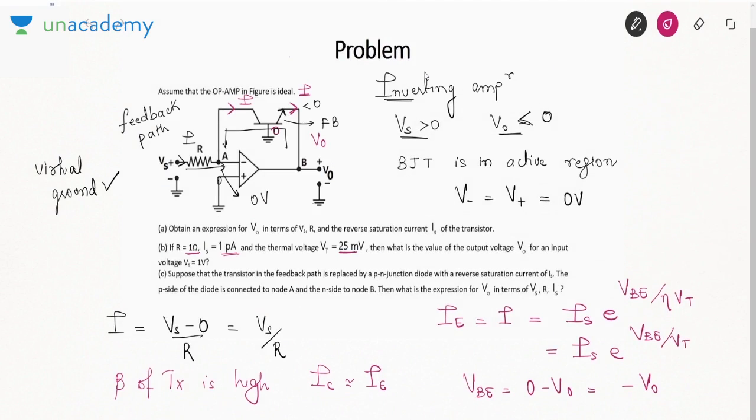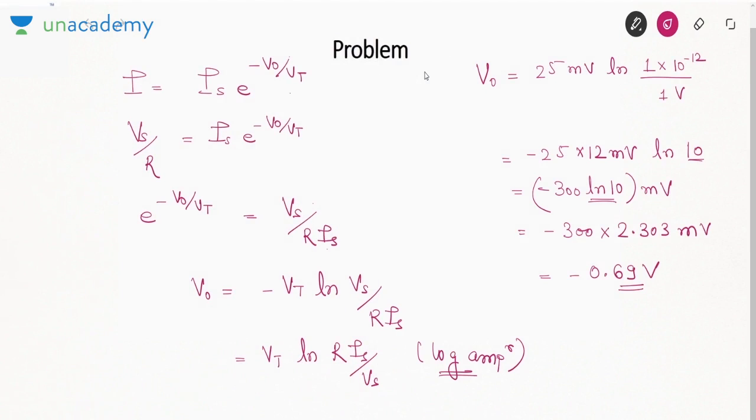Let us see the third case. If the transistor is replaced by a PN junction diode with reverse saturation current Is, with the P side of the diode connected to node A and the N side connected to node B, like this, then it basically becomes an anti-log amplifier. So the relation will remain the same. Okay, that is what I told you. This is the same relation we studied in the log amplifier, and it can also be obtained by the use of a diode instead of using a BJT. Okay, and that is what it is asking in the third part.